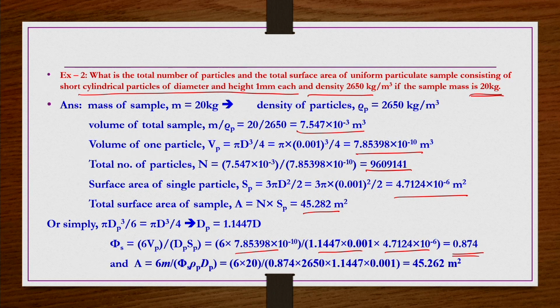Then you substitute A equals 6m by phi s rho p dp here. So, then you get 45.262 meter square anyway. So, this is how the size analysis of uniform mixtures one has to do very simply without worrying too much. But coming to the sample of non-uniform particles, the analysis could be slightly different or a bit lengthier process than what we have done.